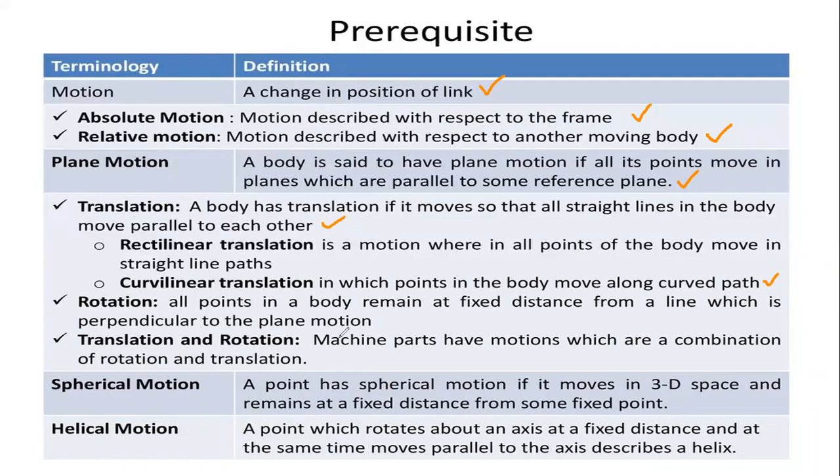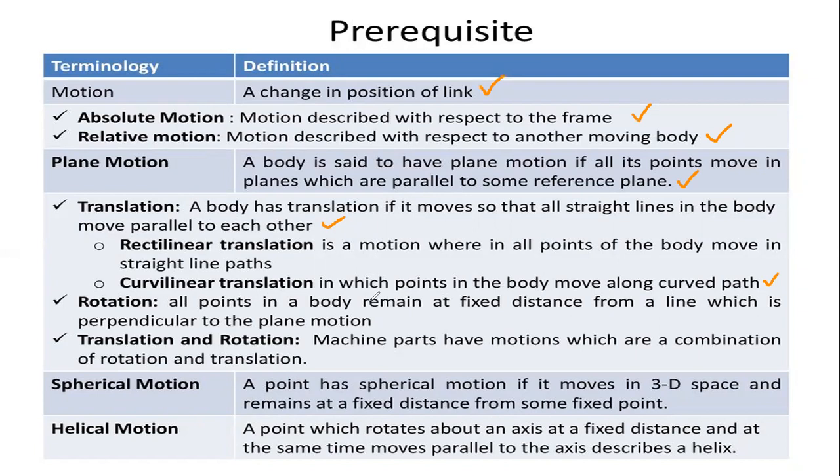Next one is the rotation. All the points in the body remain at a fixed distance from a line which is perpendicular to the plane of motion. That type of plane motion is called rotation, in which the body remains at a fixed distance from a line.